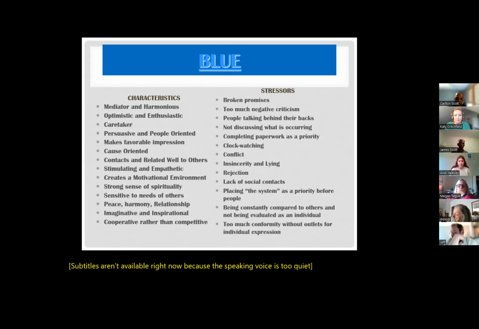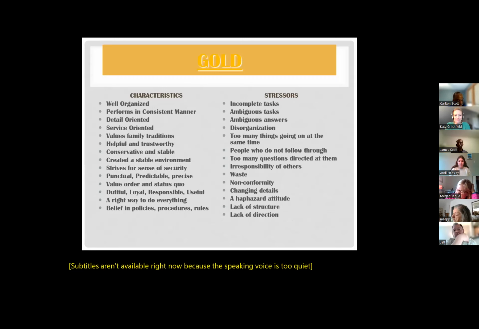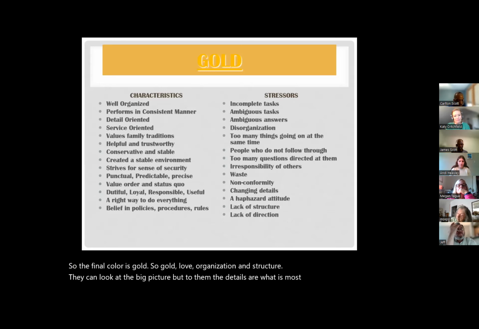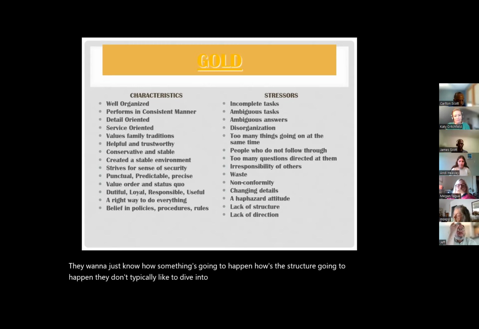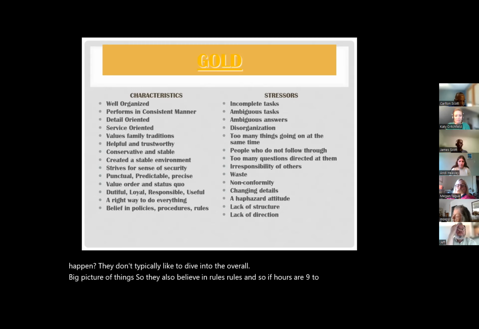So we can move to the next color. The final color is gold. Golds love organization and structure. They can look at a big picture, but to them, the details are what is most important. They want to know how something is going to happen. How is the structure going to happen? They don't typically like to dive into the overall big picture of things. They also believe in rules. If hours are 9 to 5, then that's when you should be there, 9 to 5.